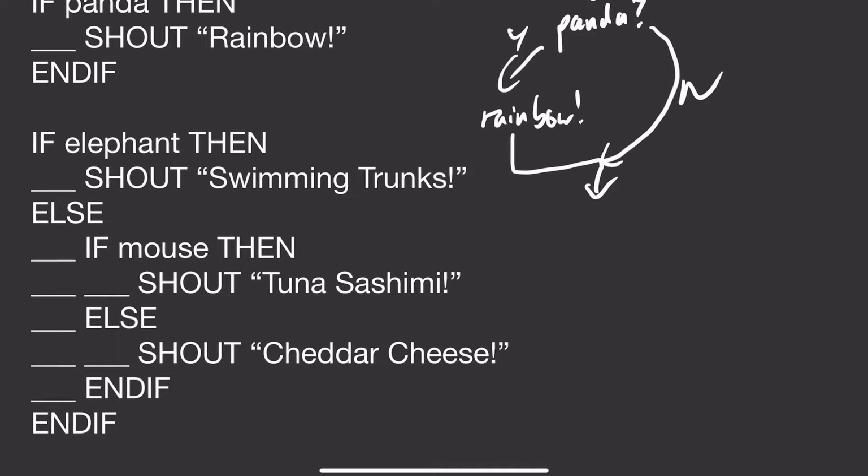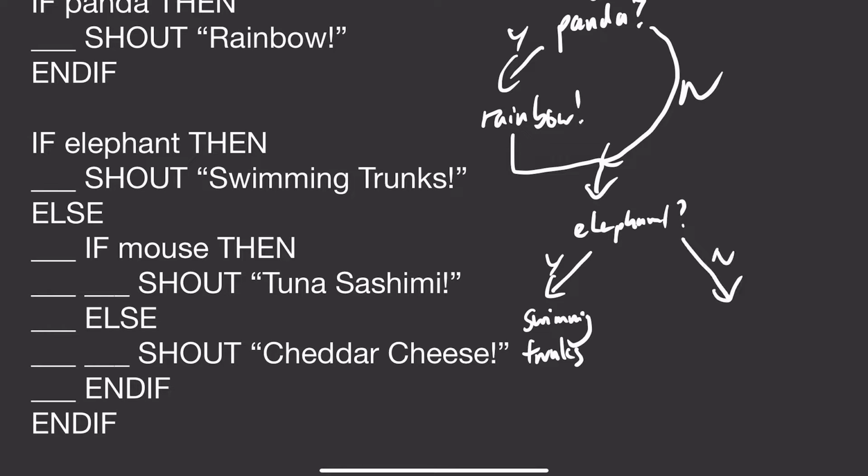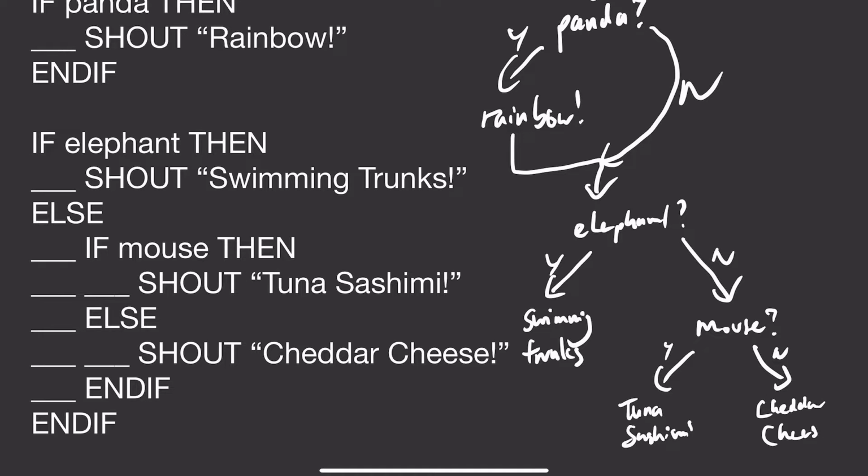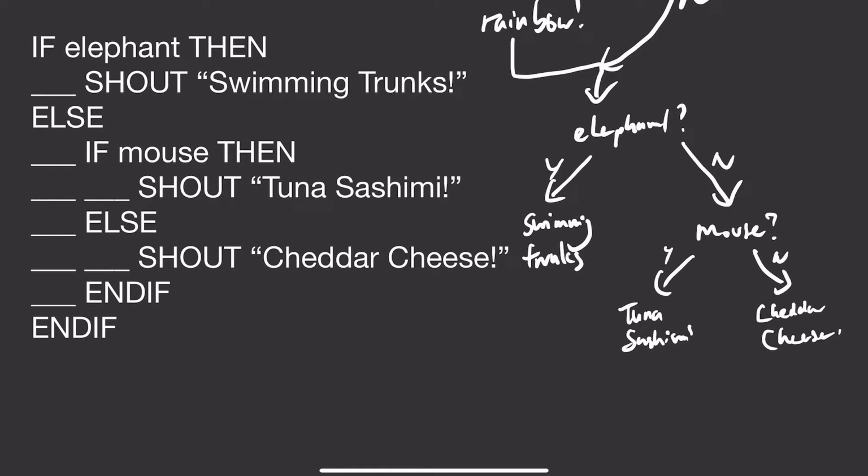And then the last one is elephant. If elephant, then if there is an elephant, what do you shout? You shout swimming trunks. And if there's no elephant, what do you do? Then you will proceed to the next part, nested conditional, right? In this case, we need to check for mouse, okay? And if there is, then you shout tuna, sashimi. And if there's no mouse, then what do you shout? You shout cheddar cheese. And last but not least, all this terminates, right? Because we have reached the end.